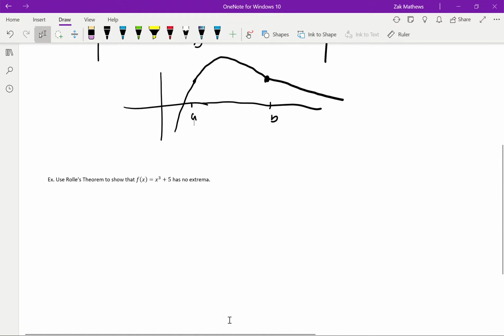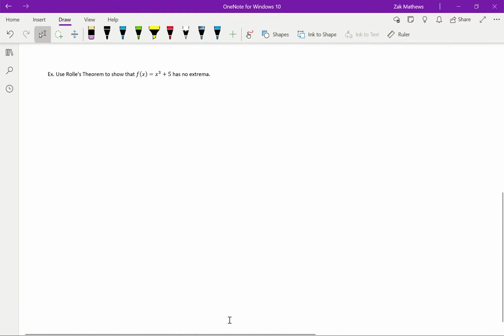So let's take a look at an example. Let's apply this. Let's use Rolle's theorem to show that f of x is equal to x cubed plus 5 has no extrema. Now hopefully we all know what this looks like anyways, but just being able to come up with a picture in our heads, we want to go a little further. We want to prove this using Rolle's theorem, or really explain it using Rolle's theorem. And when we get to functions that we don't know what they look like, Rolle's theorem really is valuable in helping us determine where our extrema will hit.